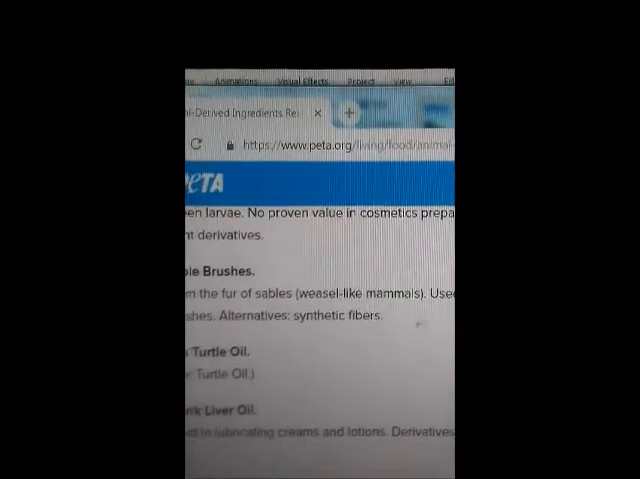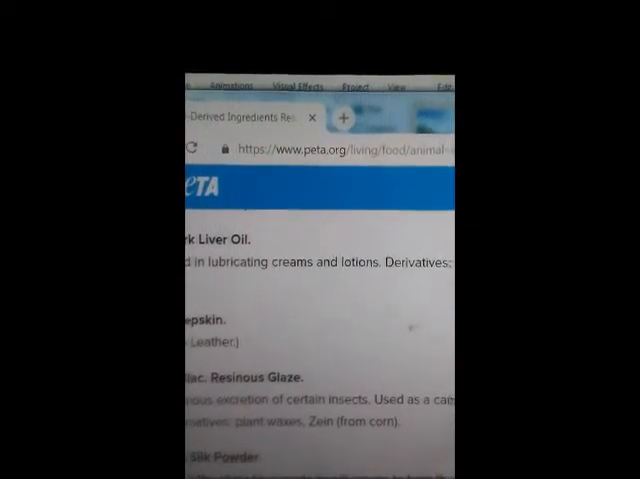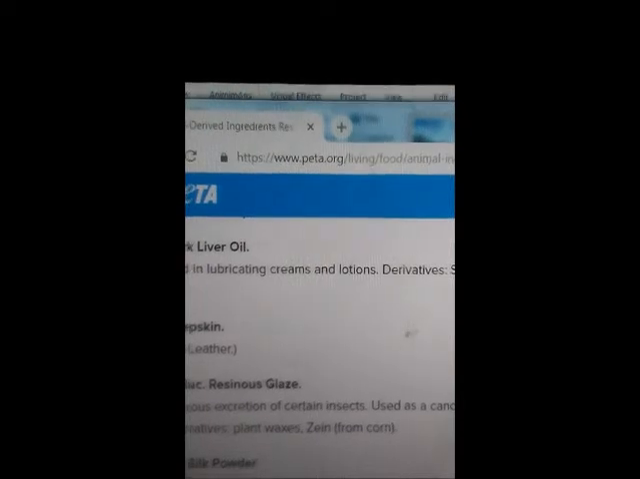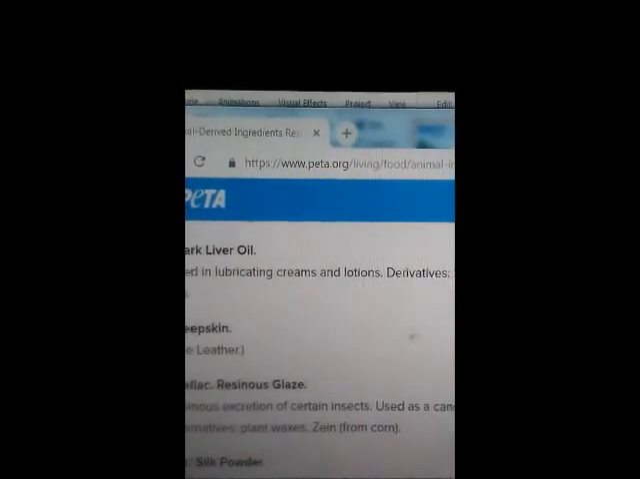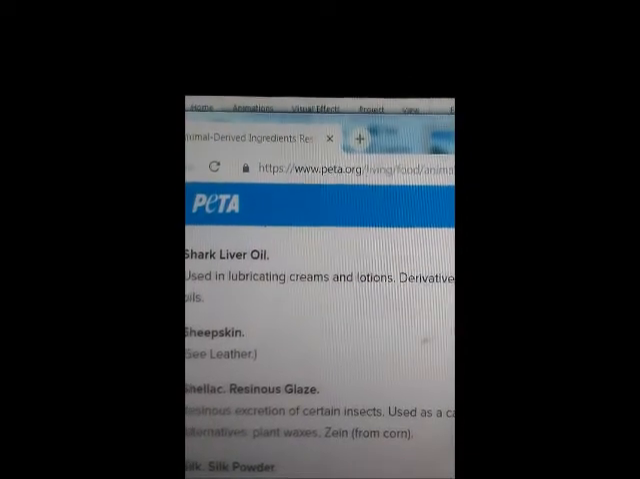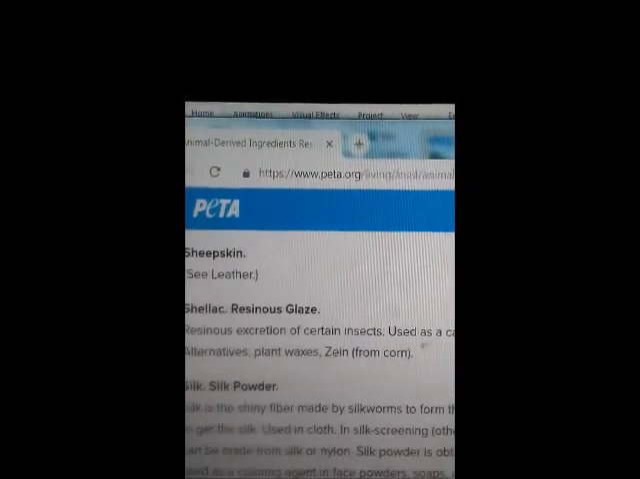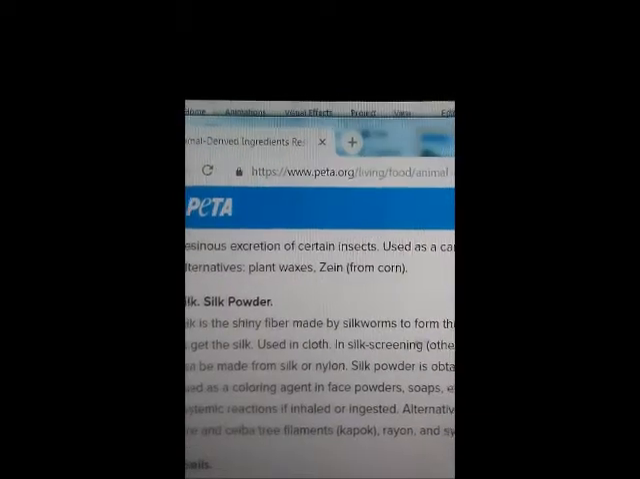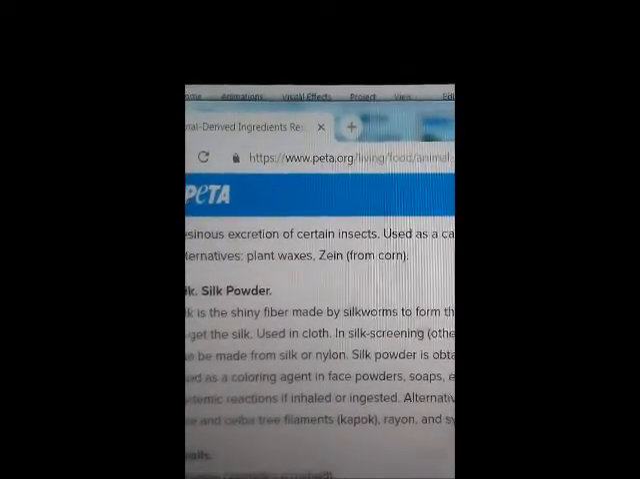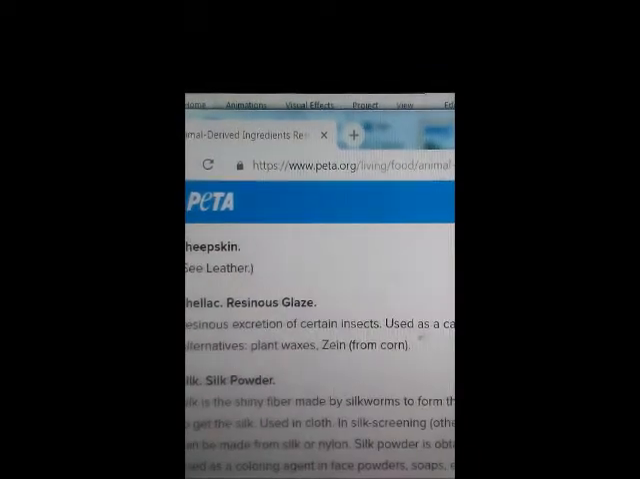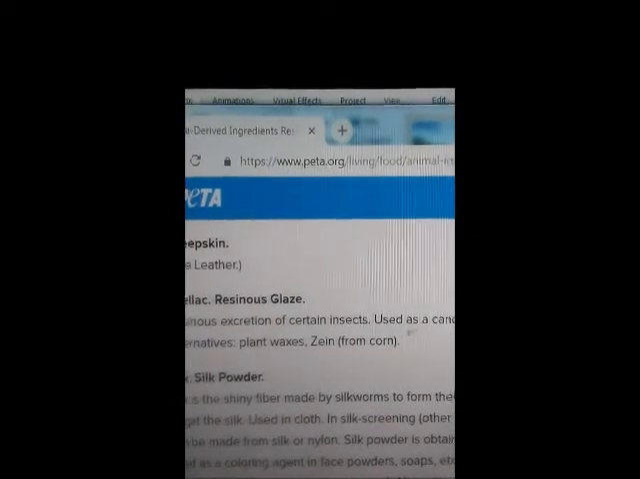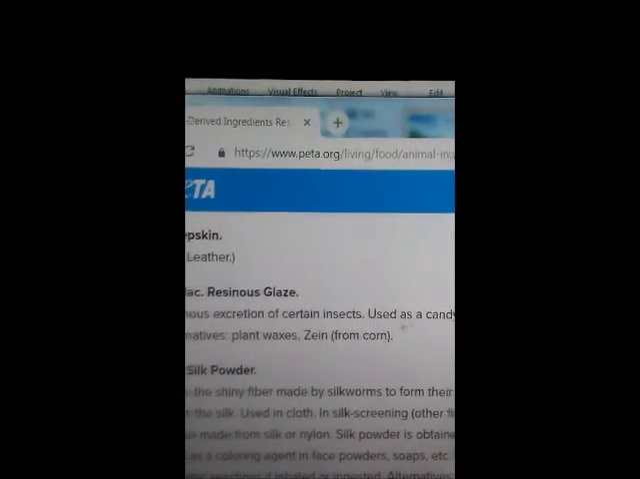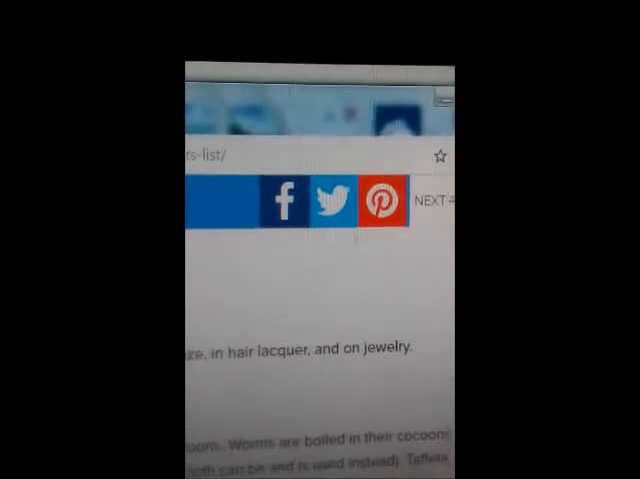It says sea turtle oil, so I'll be, yeah. So you got shark liver oil, used in lubricating creams and lotions. You got, let's scroll down. Oh, it's so much. They got shellac, a resinous glaze, a resinous excretion of certain insects, used as a candy glaze, in hair lacquer, and on jewelry.